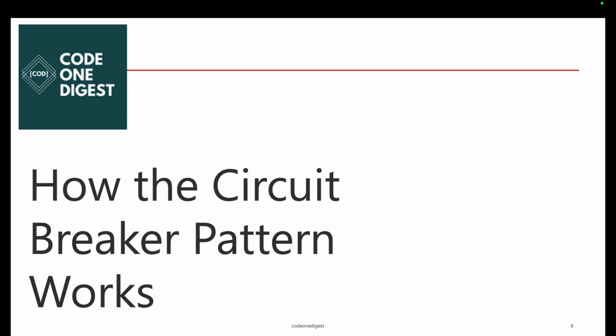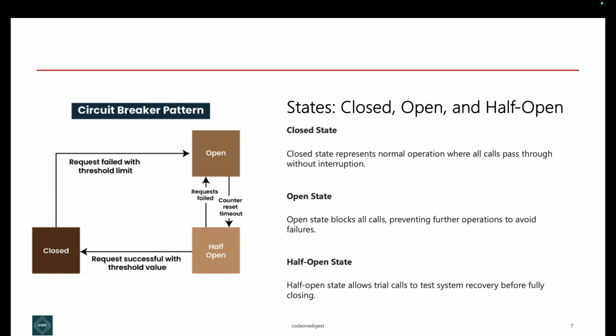Let's understand how circuit breaker pattern works. Circuit breaker pattern consists of three main states. Let's understand all of these states one by one. Circuit breaker is in closed state when there is normal operation where all the calls are going through without interruption. When circuit breaker is in open state, that means it is blocking all the calls to a dependent service or third party service. It is preventing further operations to avoid any failures. Half open state is a state that allows trial calls to test system recovery before fully closing.